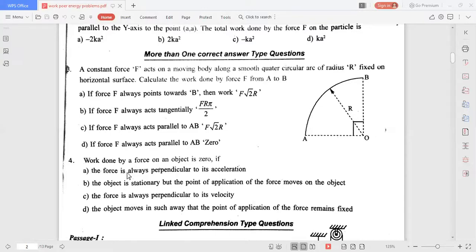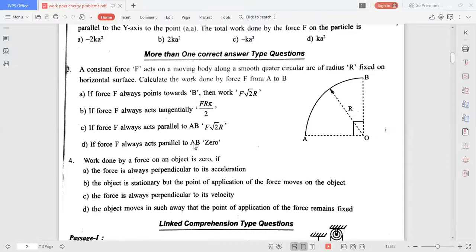A constant force F acts on a moving body along a smooth quarter circular arc of radius r fixed on a horizontal surface. Calculate the work done by force F from A to B. If force F always points towards B, then work done is so and so. If force F always acts tangentially, then work done is equal to F r pi by 2. If force F always acts parallel to AB, work done is F into root 2 R. If the force F always acts parallel to AB, work done is 0.